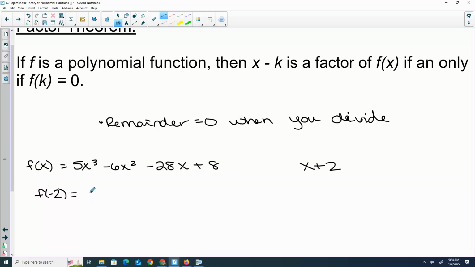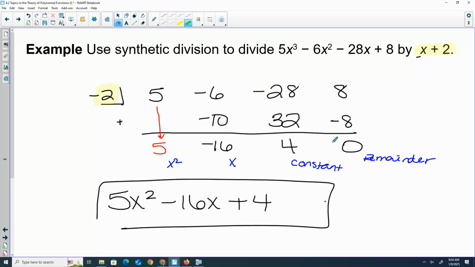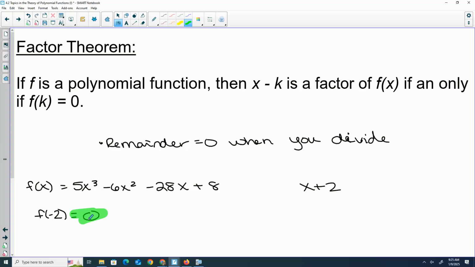You get 0. So notice 0 was the remainder. When you plug the number in for x, you get the remainder out. So if I don't care about the entire answer to the division problem, if I just want to know if something is a factor or a 0, you could just plug in the number. If we get 0, it is, otherwise it's not.